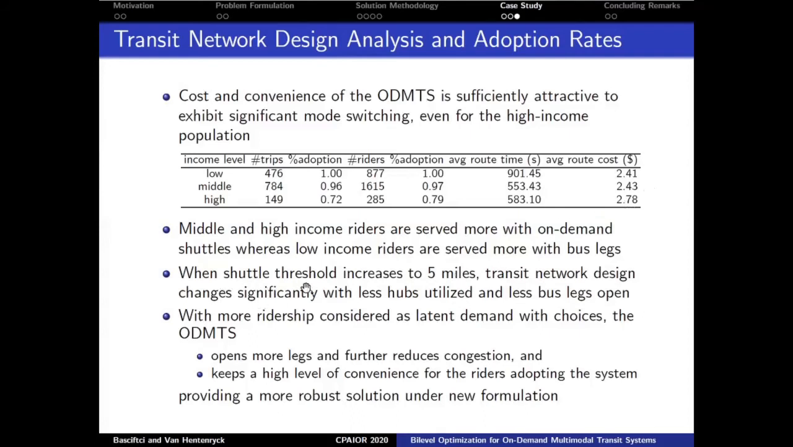And when the shuttle threshold increases to 5 miles, the network design changes significantly, with fewer hubs utilized and fewer bus legs open. Furthermore, I want to mention that with more ridership considered as latent demand with choices, the ODM-TC opens more legs and further reduces congestion and keeps a high level of convenience for the riders adopting the system, providing a more robust solution under the new formulation. And please check out our paper for further details of our case study.